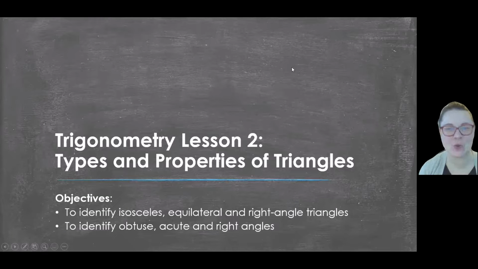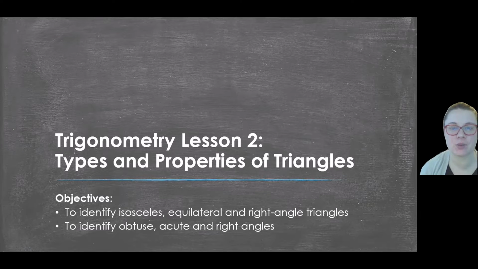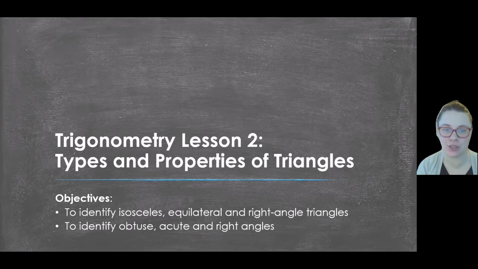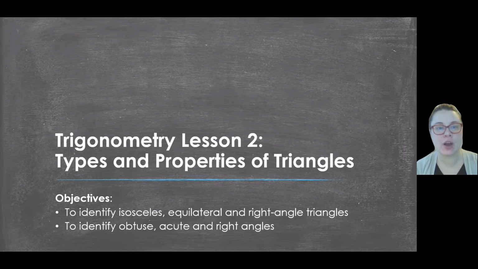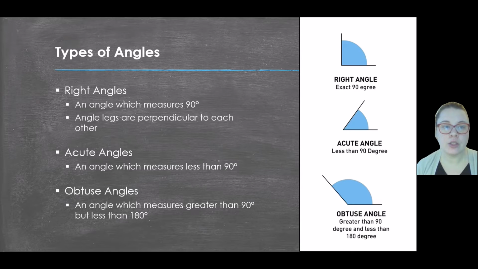All right, so in our second trigonometry lesson, we're going to look at the types and properties of triangles. Our objectives today are to identify equilateral and right angle triangles and to identify obtuse, acute, and right angles. So we're going to look at right angles. We're going to look at the types of angles first, and then we'll do the types of triangles.